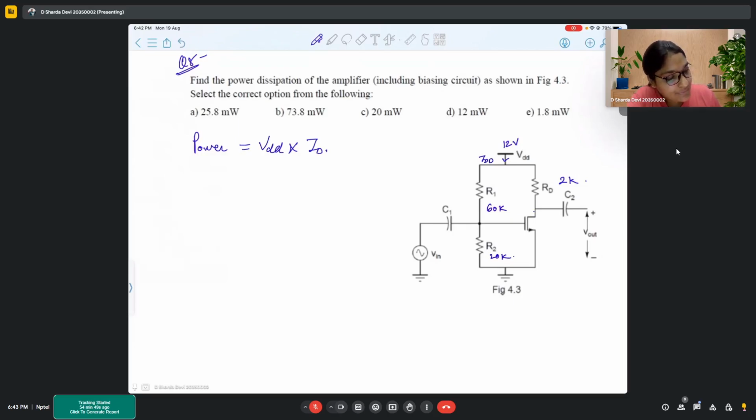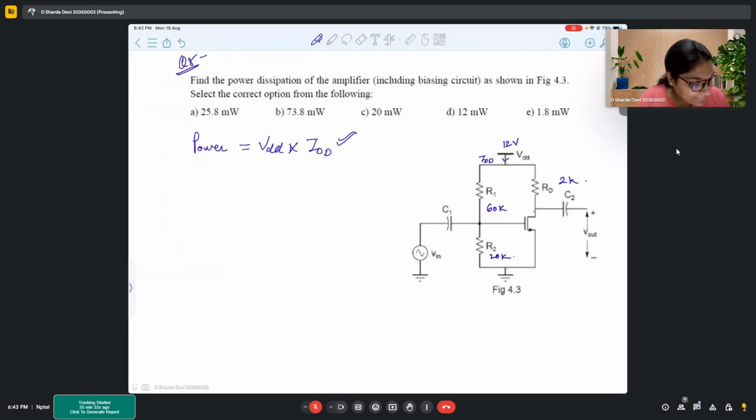Now this IDD, if you look at this, there are two branches coming out of it. One is this branch, which is the MOSFET current, that is ID. Plus there is another current, say I1, which is going through this biasing circuit. ID we have not found out here, so we can simply find ID.